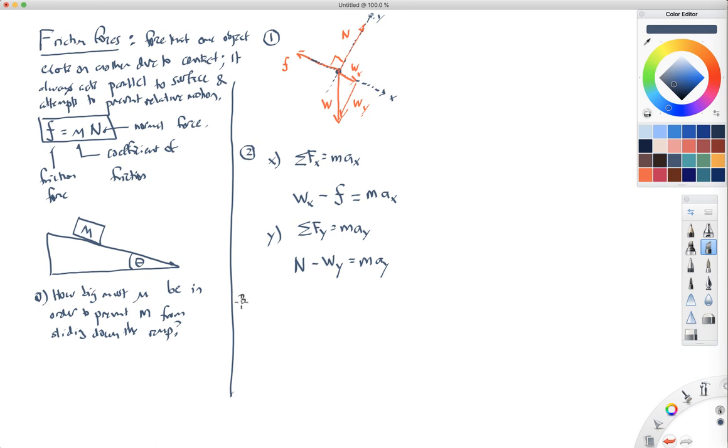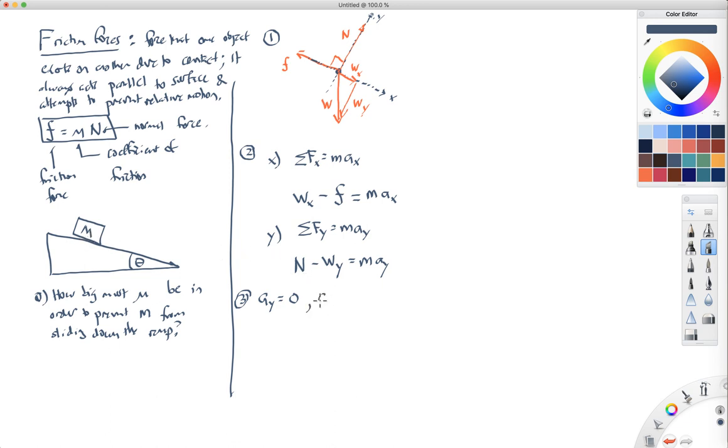Okay, now step 3, we're going to apply any constraints. Well, let's just list them. The acceleration in the y direction is going to be 0. That is, it's not accelerating vertically, that is, perpendicular to the ramp. It's going to be resting, or constrained to lie on the ramp, the entire time.